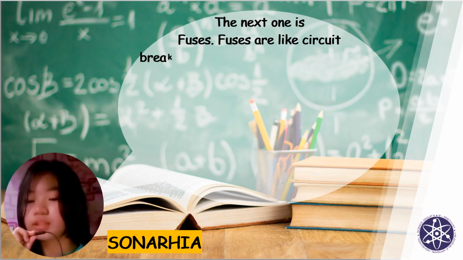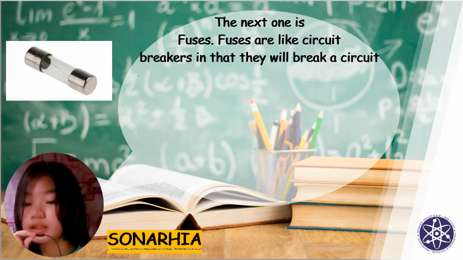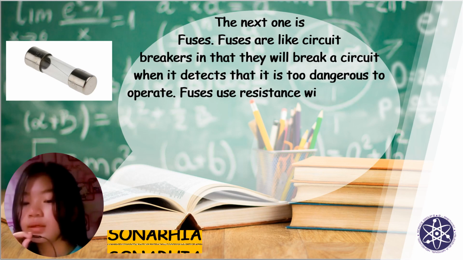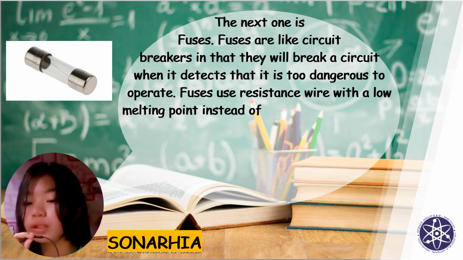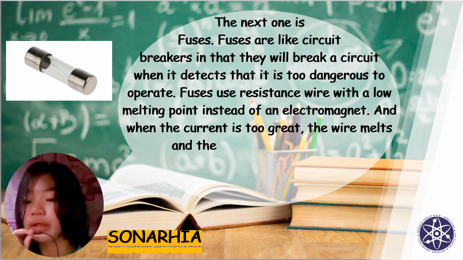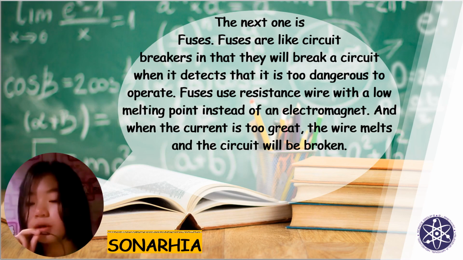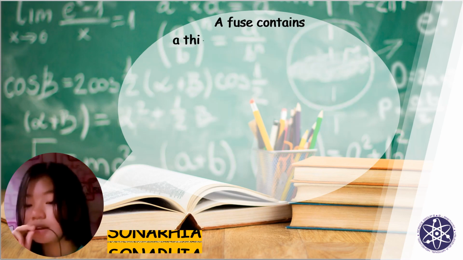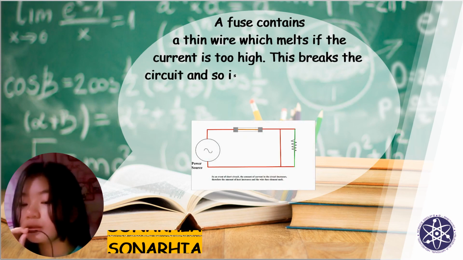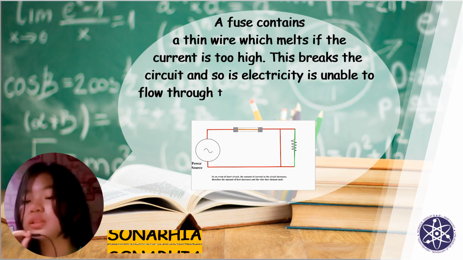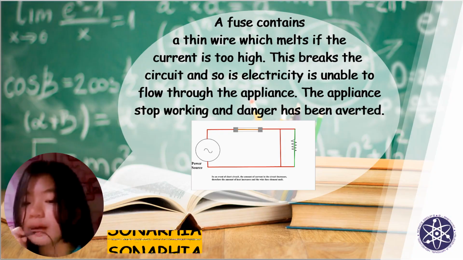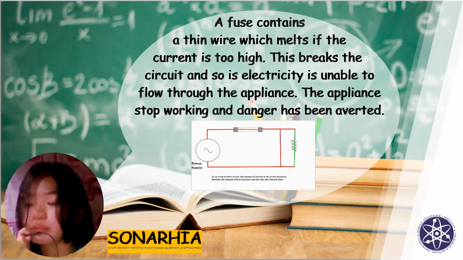The next one is fuses. Fuses are like circuit breakers in that they will break a circuit when they detect that it's too dangerous to operate. Fuses use a resistance wire with a low melting point instead of an electromagnet, and when the current is too great, the wire melts and the circuit will be broken. A fuse contains a thin wire which melts if the current is too high. This breaks the circuit and so the electricity is unable to flow through the appliances. The appliances stop working and danger has been averted.